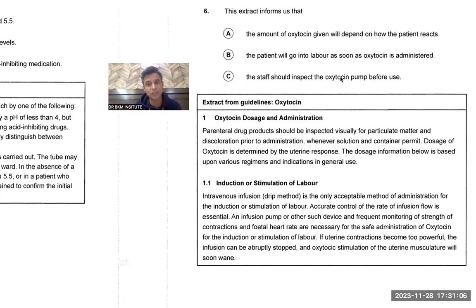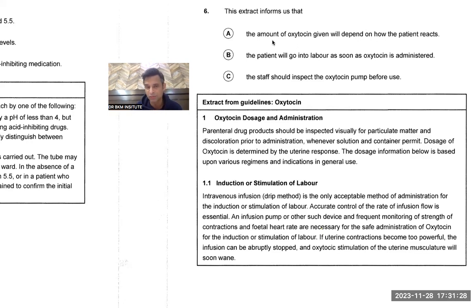And this one, the staff should inspect the oxytocin pump before use. Nothing like this is given, not even oxytocin pump, not even the words before use. So these two words are not given. The only word that was given is amount. So try to relate the words. Amount is equal to dosage, determined means it will depend upon how the patient reacts. That is how you need to find it.